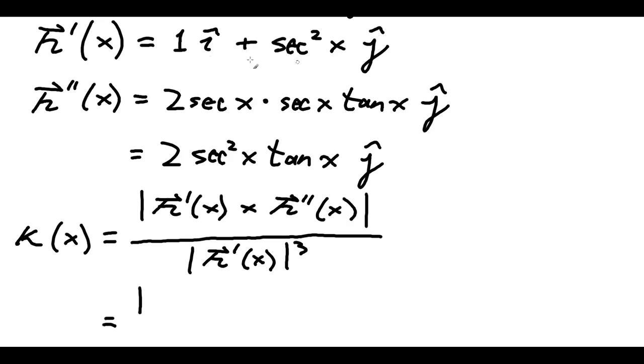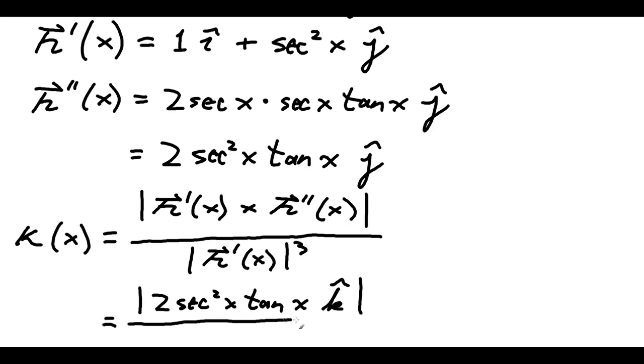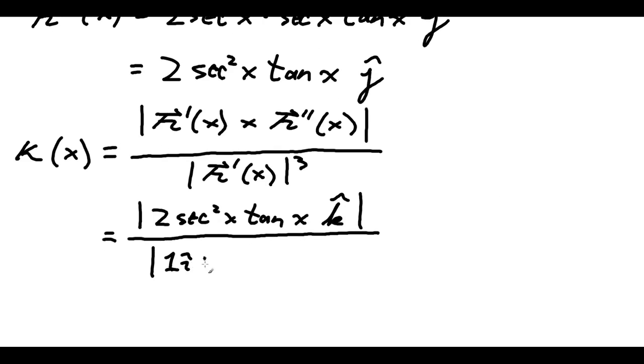So let's look at r prime, which is 1 i plus secant squared x j. R double prime is 2 secant squared x tan x j. The cross product, you could do this algebraically, r prime crossed with r double prime, well, j cross j is 0, so we know that's not going to contribute anything. We have the 1 i cross 2 secant squared x tan x j, and i cross j is k, so we have that, right? And then we need to divide by the cube of the magnitude of r prime. And r prime is 1 i plus secant squared x j. So we have that magnitude cubed.